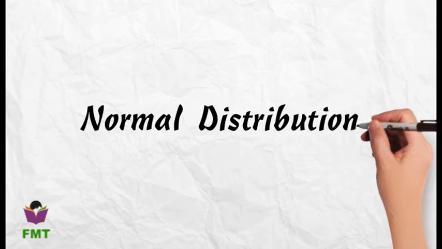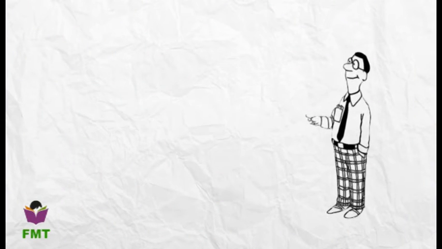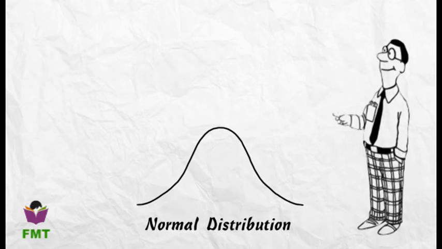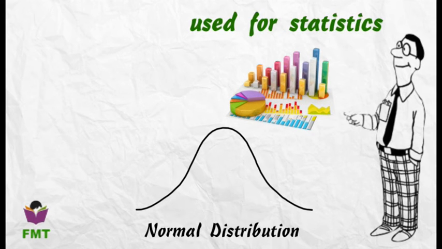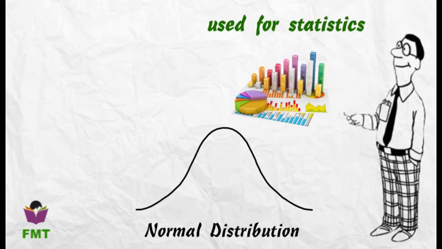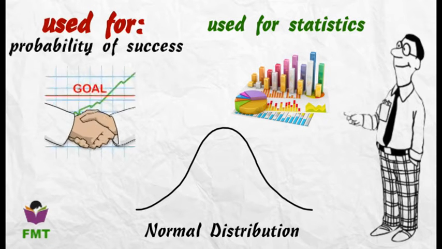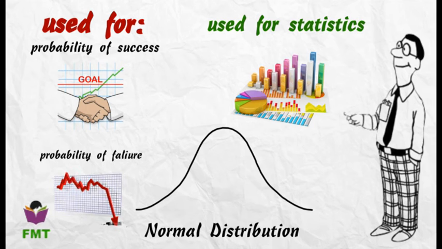Normal distribution. Normal distribution is a function that represents the distribution of many different variables as a symmetrical, bell-shaped graph. In real life, it is used for statistics and is used for probability of success, probability of failure.